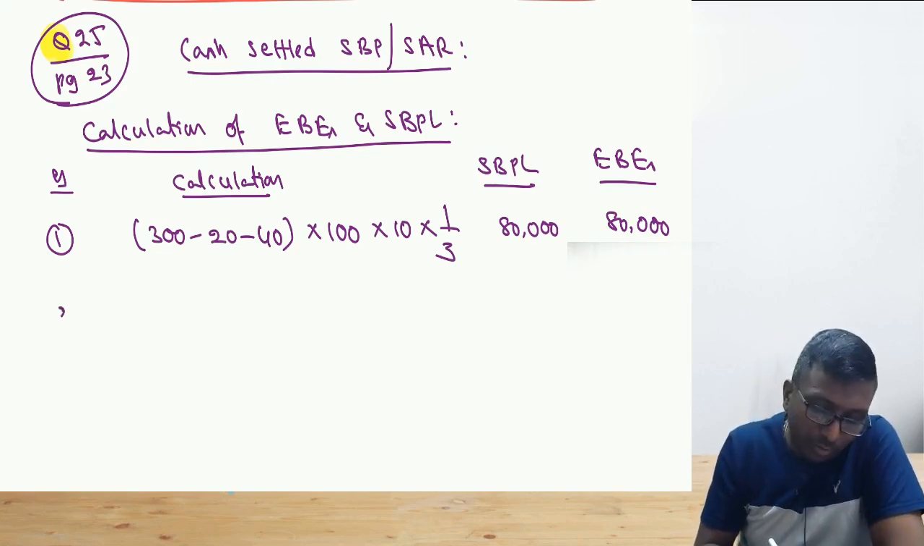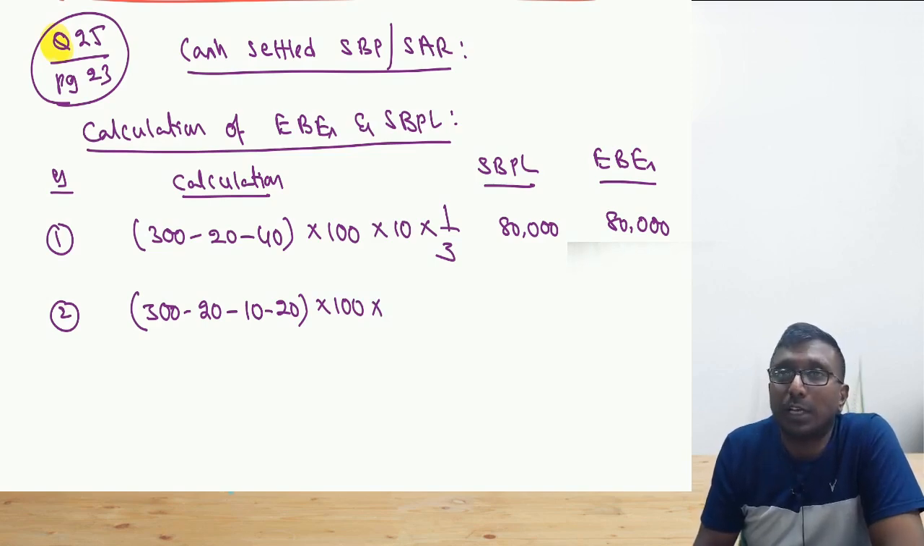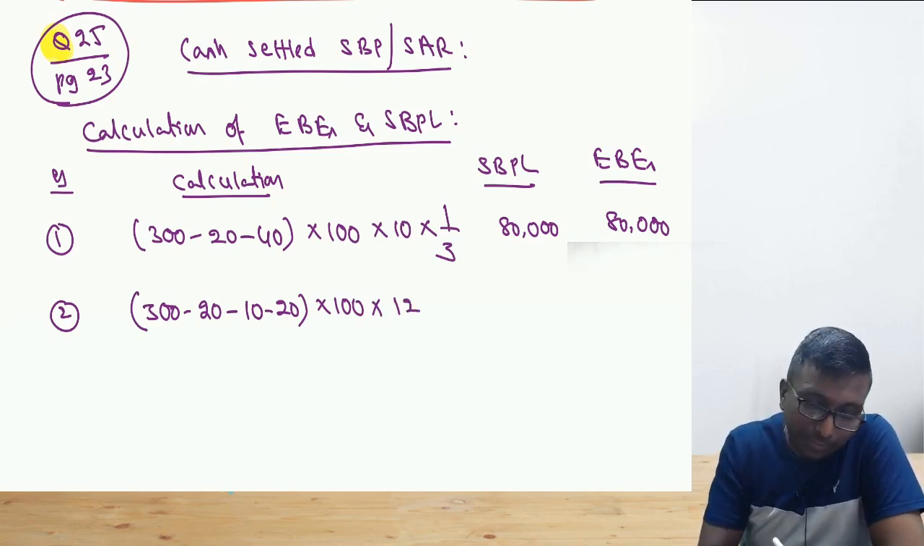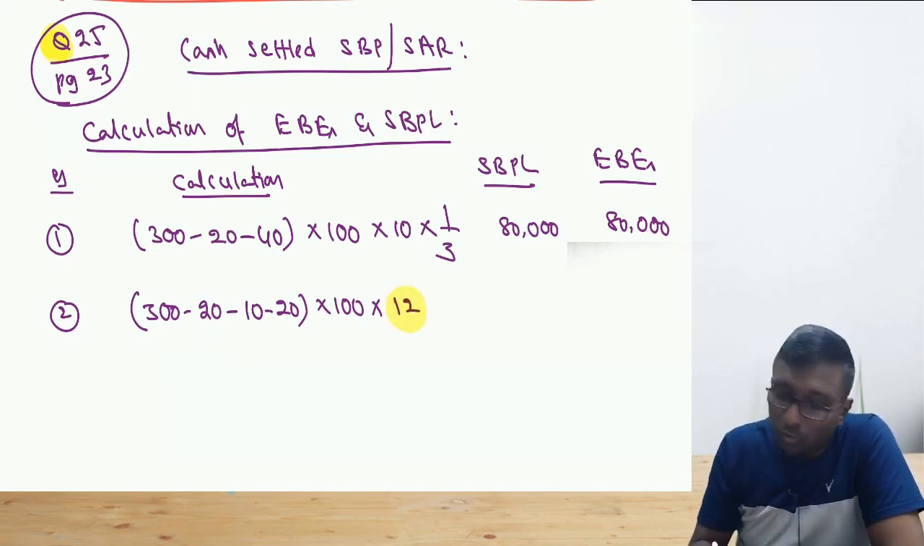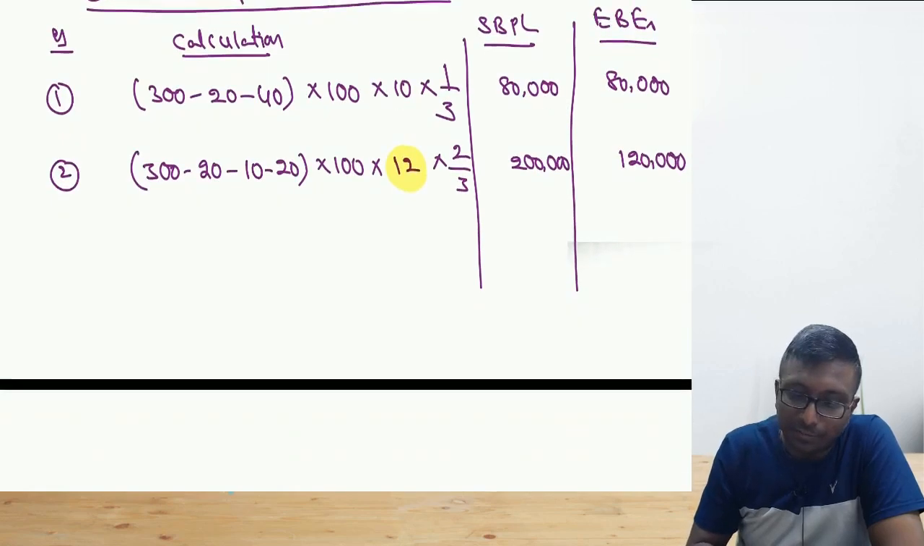Year 2. Year 2, what? 300, 20 already left, another 10 also left. Expected to leave another 20, into 100 options. Now what should I do? 10 or 12? 12, that is the matter. Okay, 12 into 2 by 3. How much? 2 lakh. Means 1,20,000 will be the charge for the current year.